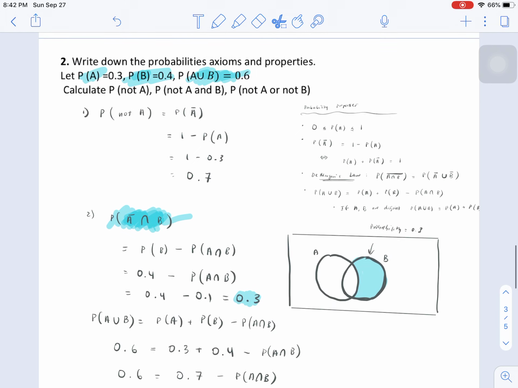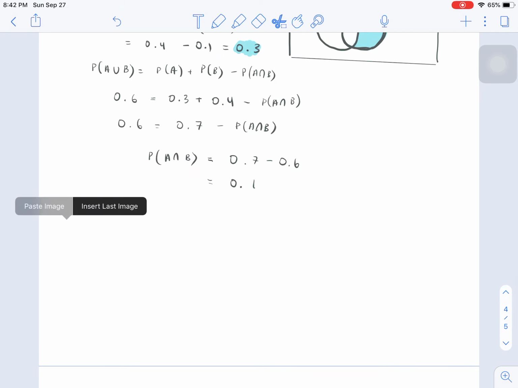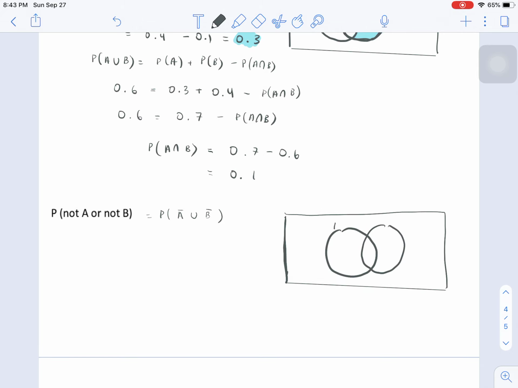We'll use a similar approach for the last part, which is the probability of not A or not B. And I'll just rewrite this in terms of set notation. So complement of A, union, complement of B. Because it says the word or, I know we're using a union. Let's see if we can draw a picture to help us visualize which probability we want. So I'll draw my box, my A and B. And I want to shade in not A or not B.